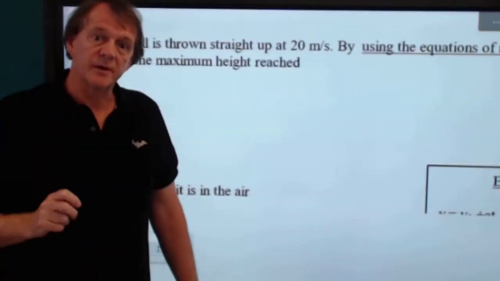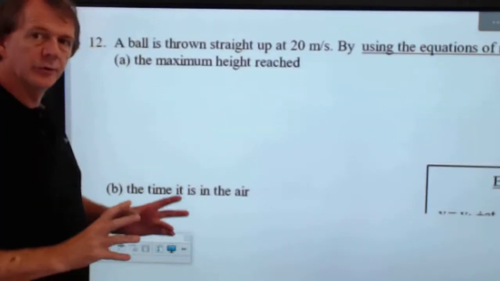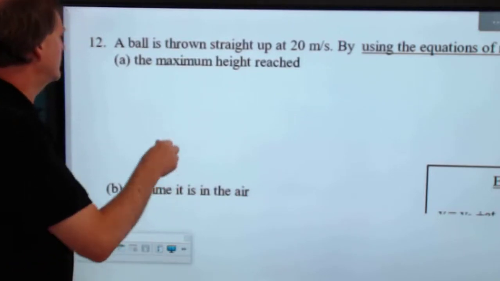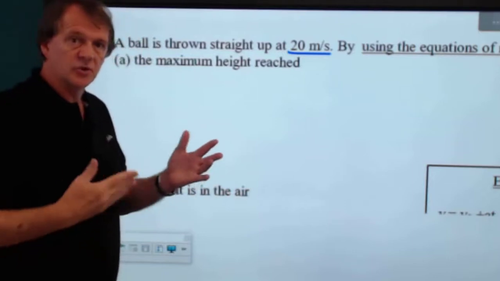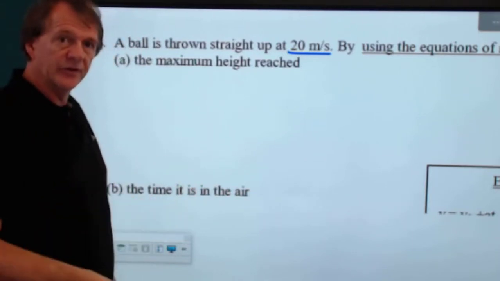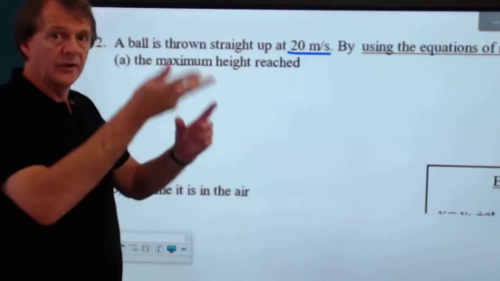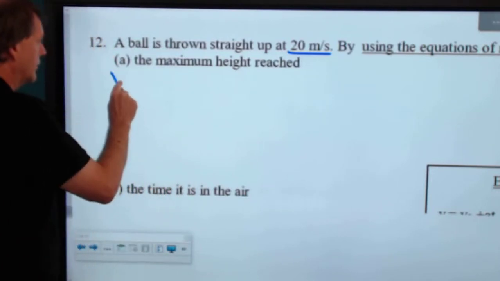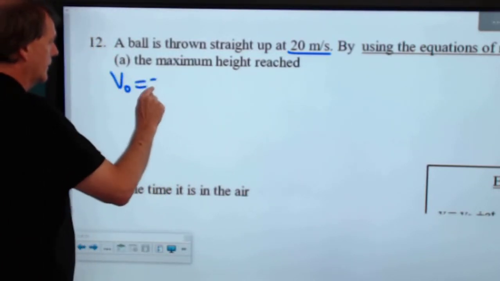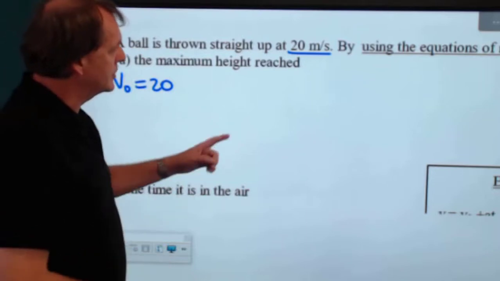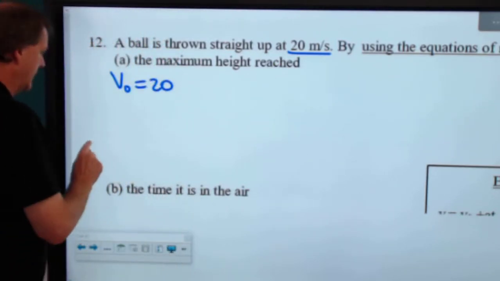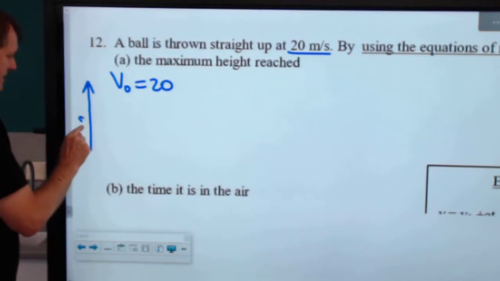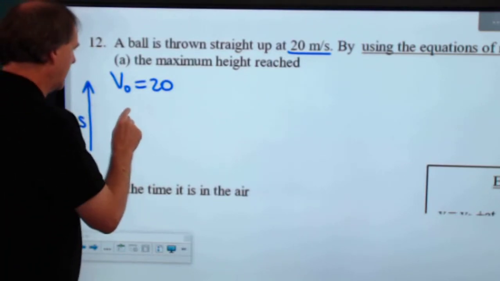Now, some of the questions were more difficult for some students because there's little secret bits that they're not aware of. So if you're told that a ball is thrown straight up at 20 metres a second, the first thing you need to make sure you're not confused about is that that is the starting velocity when it leaves your hand and then it goes into the air. So that's going to be your V0, it's going to be 20. Alright? And then you're just being told to use equations of motion to find the maximum height. So we're trying to find this change in position here till it gets to the top. So we're trying to find S.